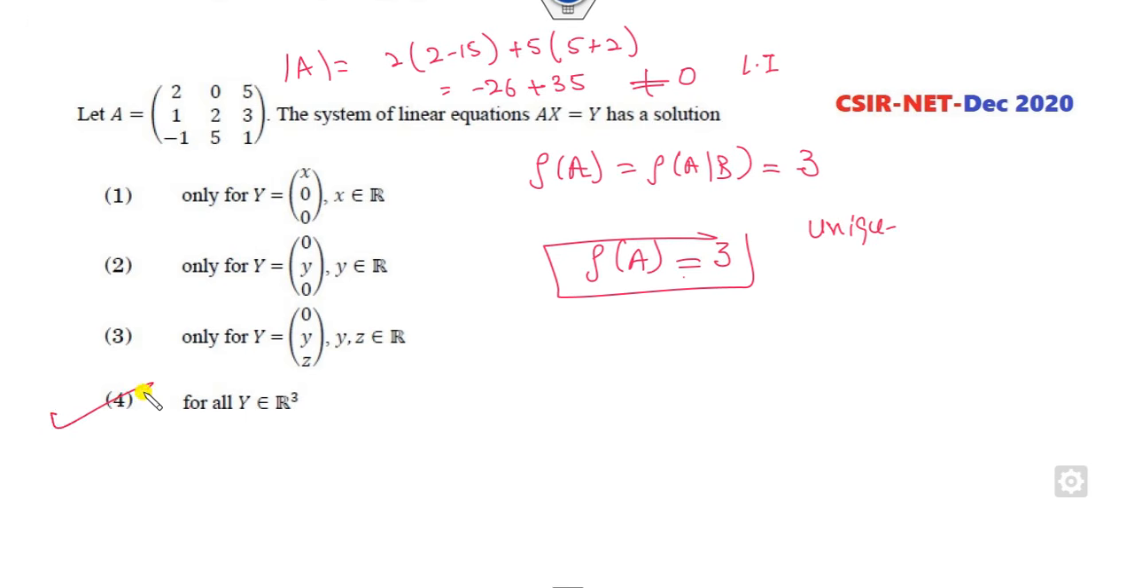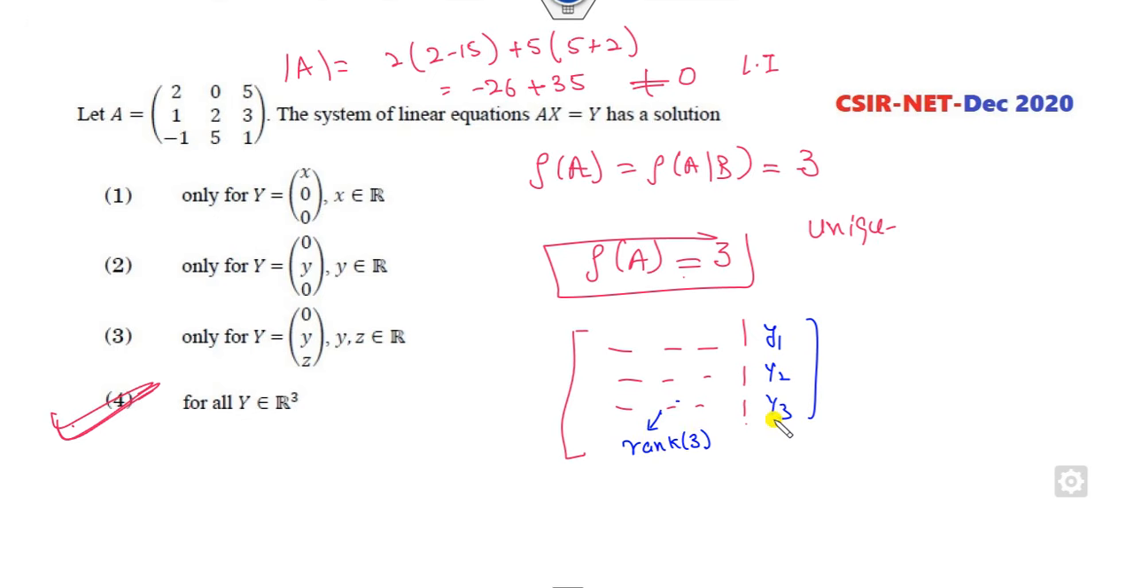So there is a unique solution for all the values of y. Why? Because if this is my matrix and this is my y1, y2, y3, and if this has rank 3, whatever the value of y3, the augmented matrix will also have rank 3. So it means irrespective of the values of y1, y2, y3, it has solutions. So this is the right answer.